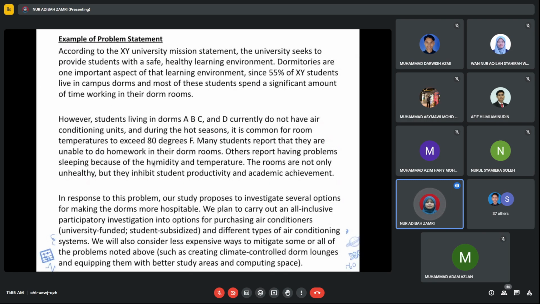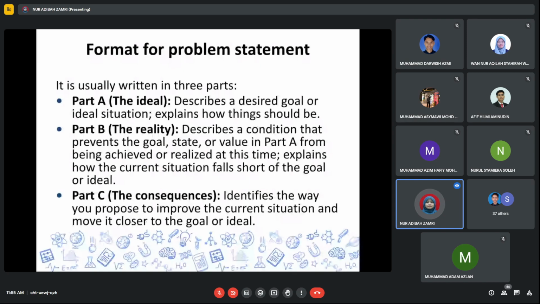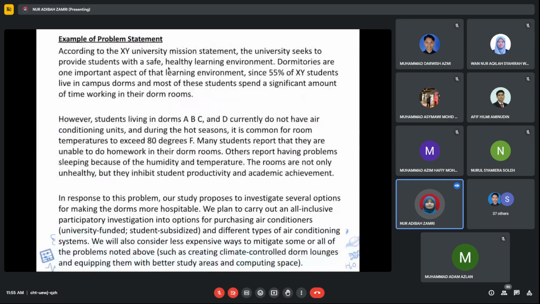Others report having problems sleeping because of the humidity and temperature. The rooms are not only unhealthy, but they inhibit student productivity and academic achievement. So this one, you can see that this is basically the problem faced by students. Okay, the problems. All right, so this is the reality. The ideal is this one. This is the ideal.